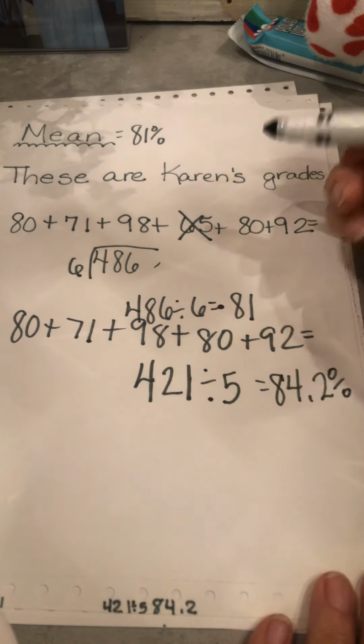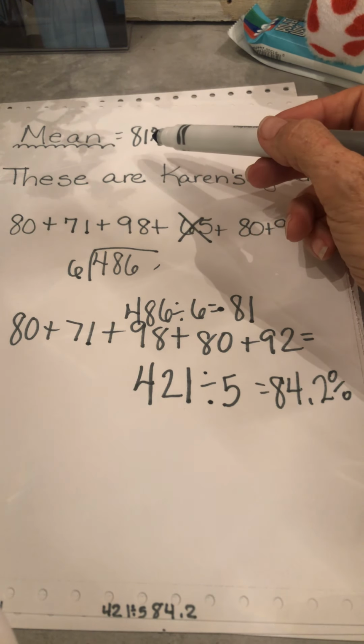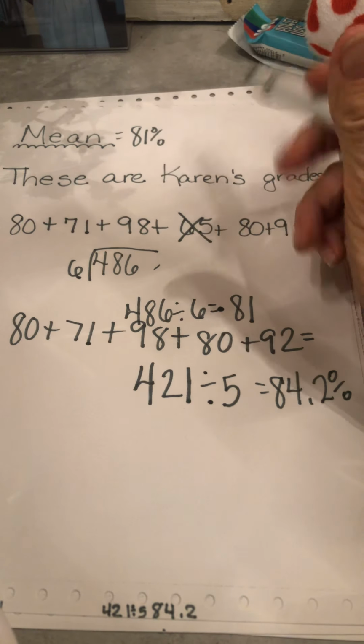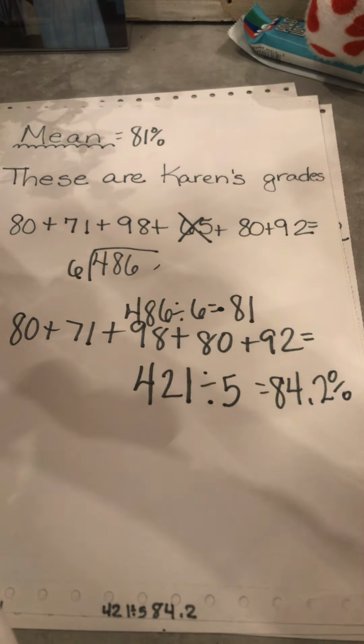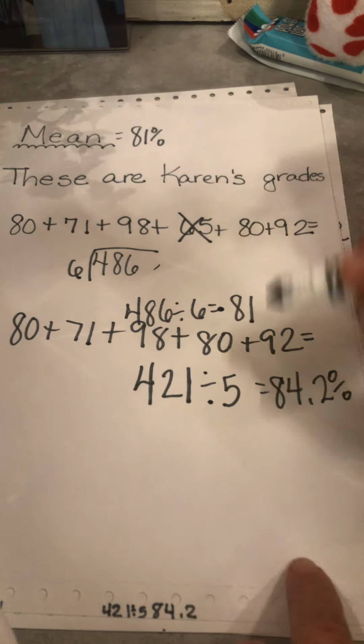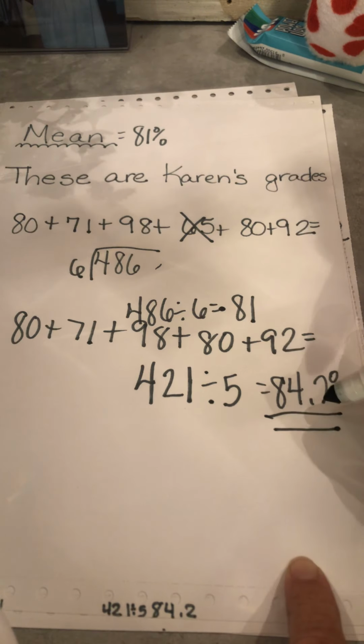And when I do that, I get 84.2%. Let's talk about this. Her average was an 81% before. She dropped her lowest grade. Should her grade go higher or lower after your lowest grade is dropped? I'm hoping you said higher, and we just proved it. Her grade now is an 84.2.